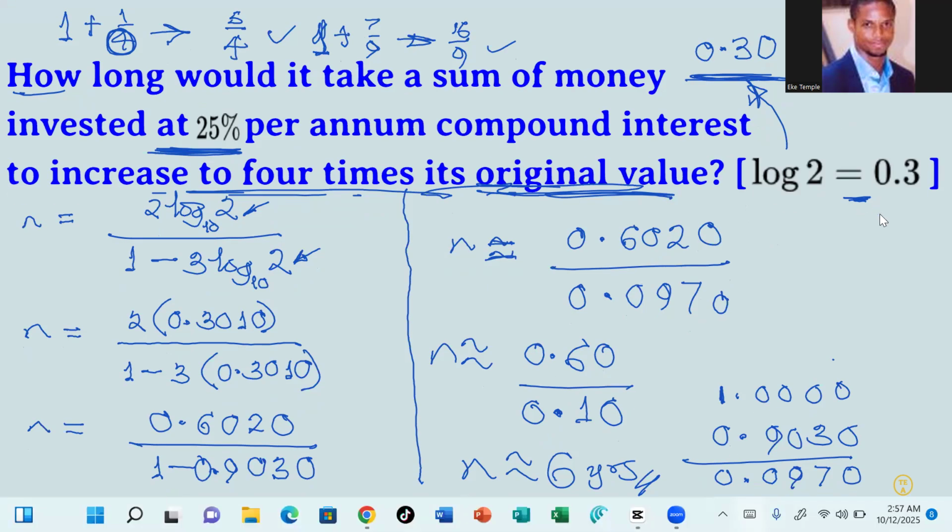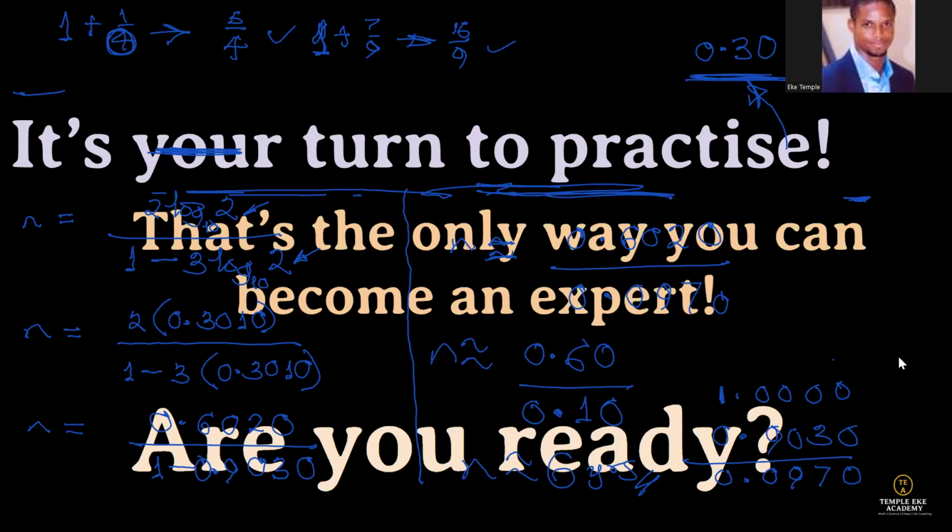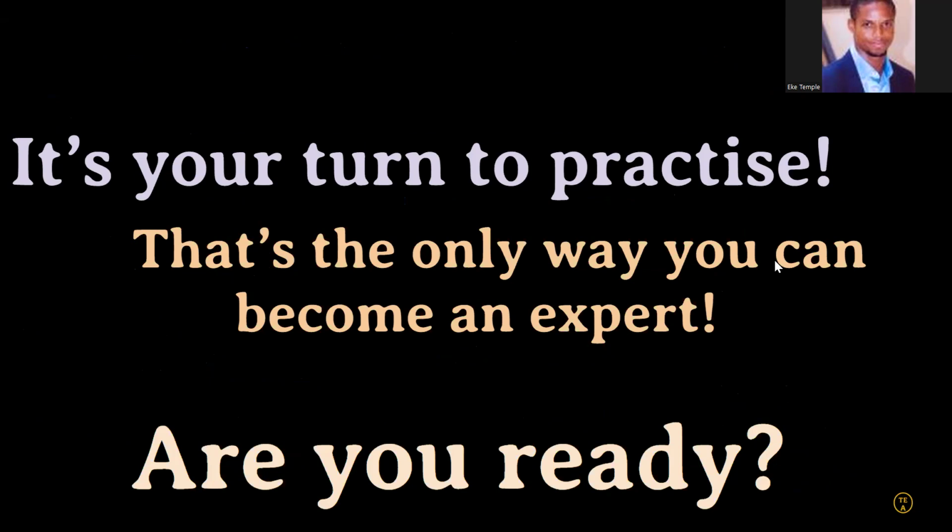Okay, so now it is your turn to do some practice. It's your turn, and that's the only way you can really become an expert. I've made a video on my YouTube channel. You can find it. It's a narration on one of my favorite original quotes: mastery and expertise are products of persistence and consistency in practice. You have to practice. There's no other way to go. So I have this ready for you.